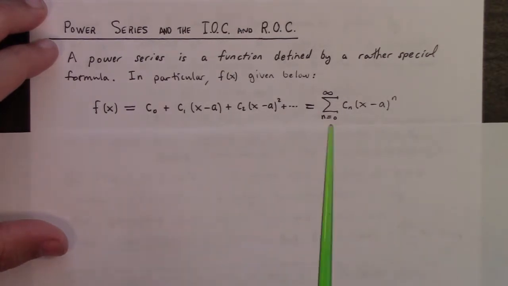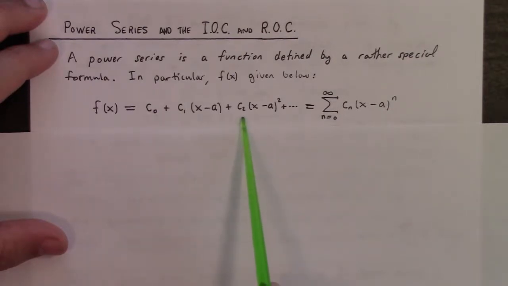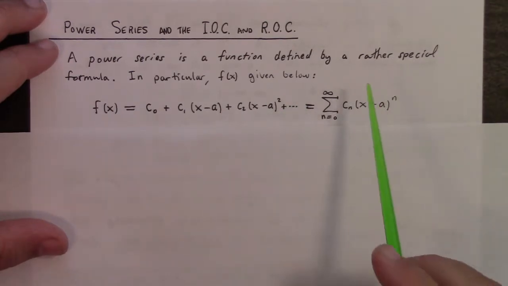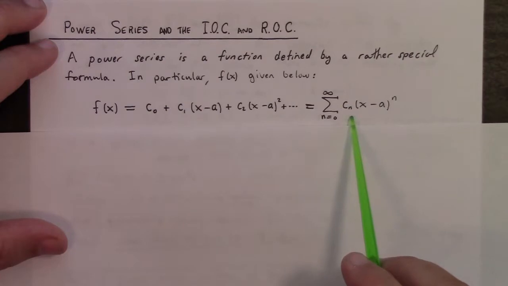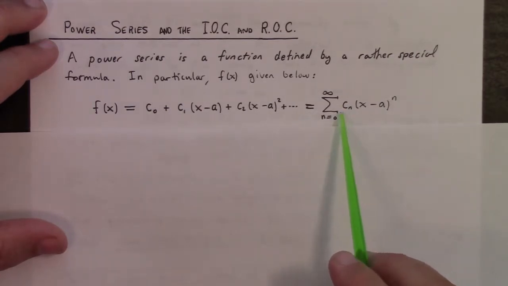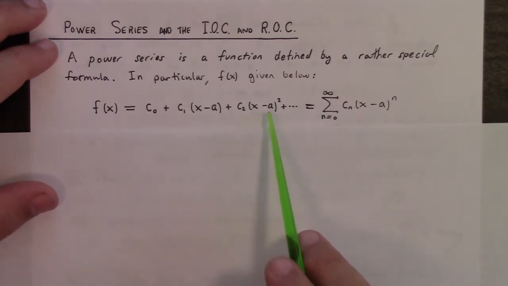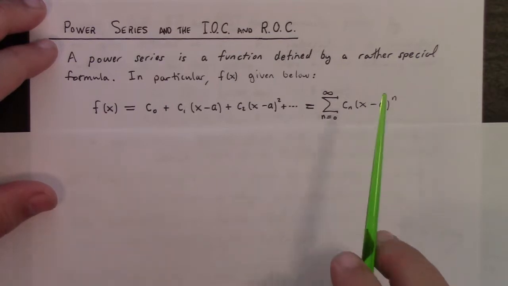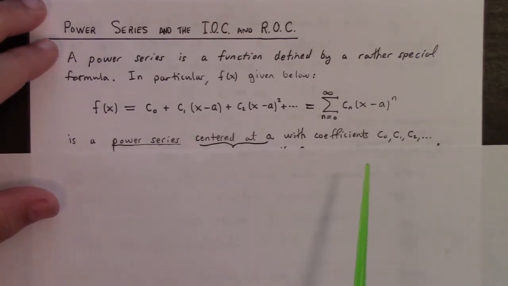So here f of x is a constant plus a constant times x minus a plus another constant times x minus a squared, and so forth and so on, forever and ever. In other words, it's a function which is defined pointwise by a series. The coefficients of this power series are c0, c1, c2, and so forth. We'll think of them as being real numbers. And here a is the center of the power series. So this is a power series centered at a with coefficients c0, c1, c2.